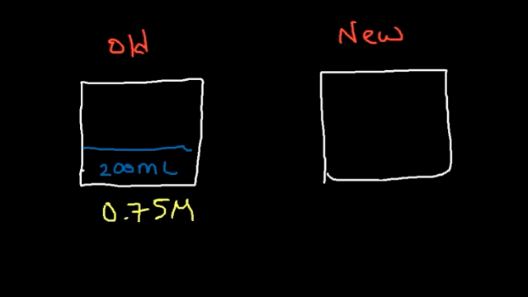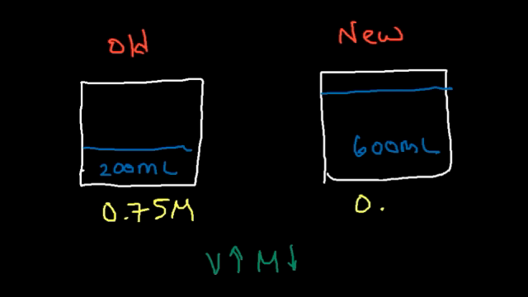Anytime you add water to a solution, the concentration is going to decrease. Whenever you increase the volume by adding water, the molarity is going to go down. So we know the final volume is going to be 600. That's what we got from the equation. If you increase the volume by a factor of 3, the concentration should drop by a factor of 3. So notice that 200 times 3 is 600, but 0.75 divided by 3 is 0.25. So if you triple the volume, the concentration should decrease by a factor of 3.